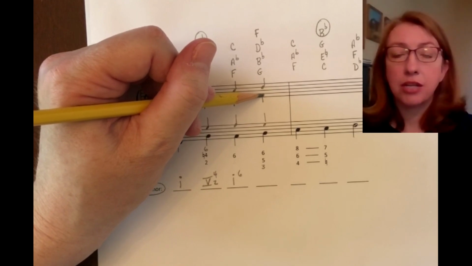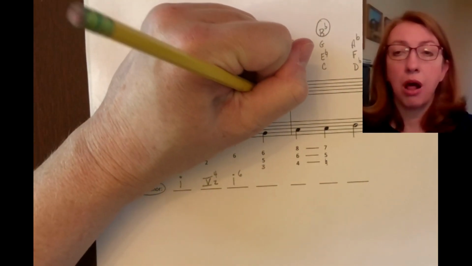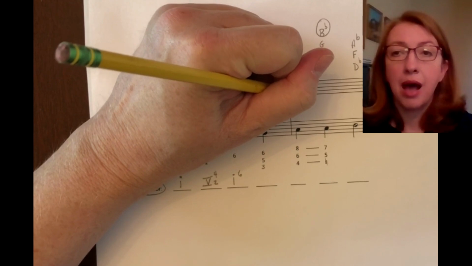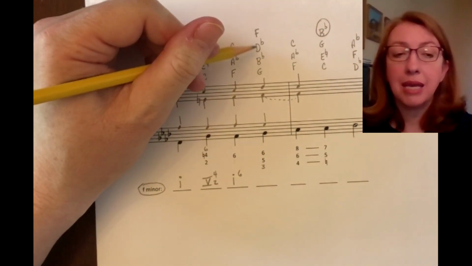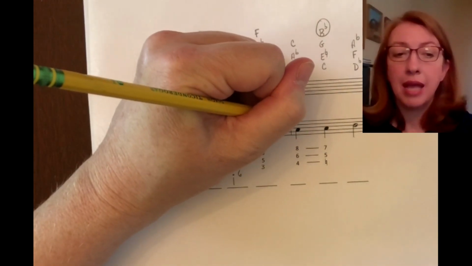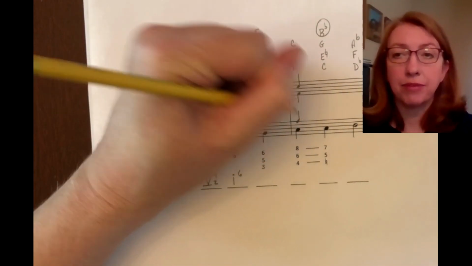As I move into my cadential 6-4 chord, I remember my rule: always double the bass. I'll let my soprano step down to C, that doubles the bass. I will keep my common tone F in the alto, and I will move my tenor up to A flat.